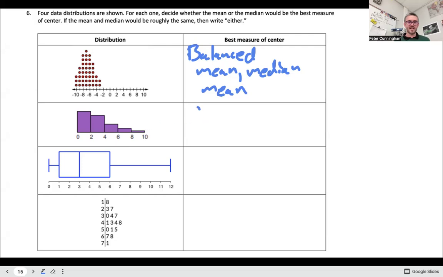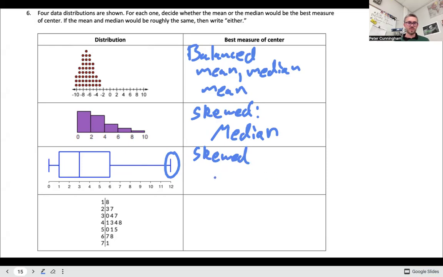Now this data is skewed. When data is skewed, you want to use median because it's not going to be impacted by those outliers. Right here, we have an outlier, right? This outlier is skewing the data. So it's again skewed. So we are going to use median.